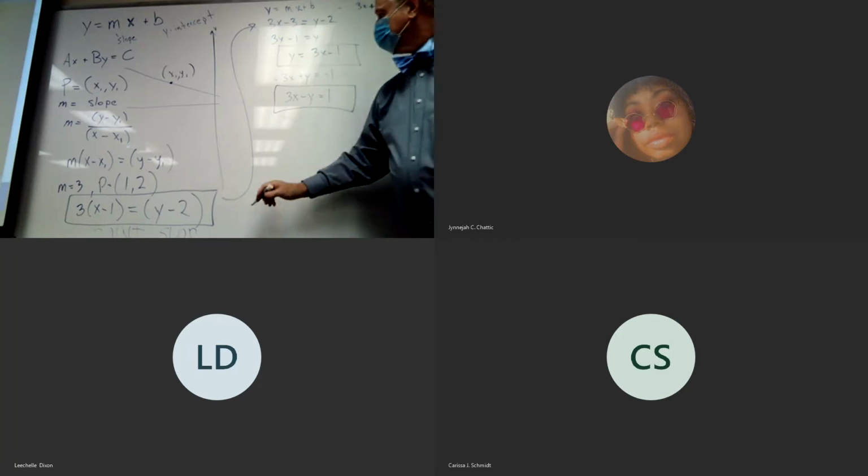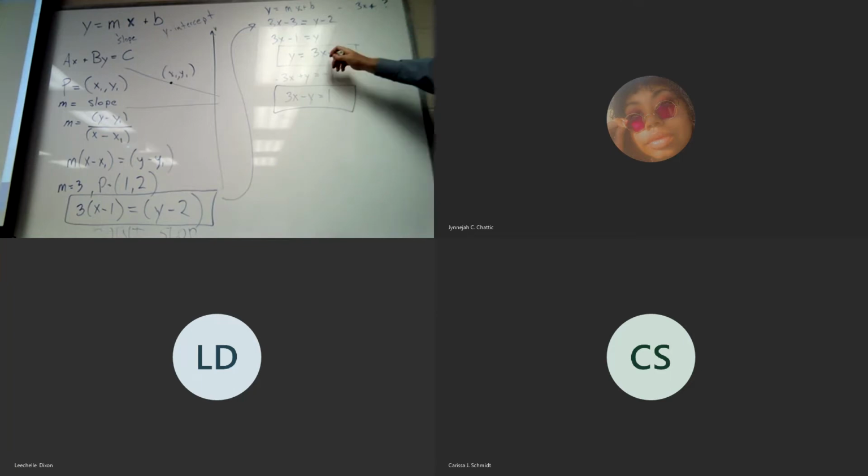Point slope format, slope y-intercept format, general linear equation format. So all we're doing here is manipulating the formula to make it look like different forms. It's the same relationship, the same function. Why would I do this? Why would you put it in different formats?